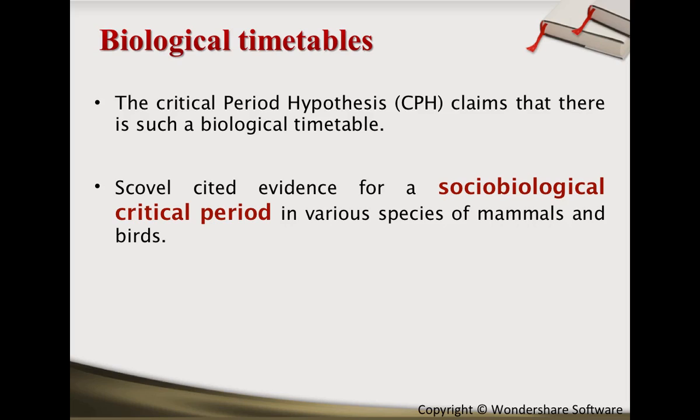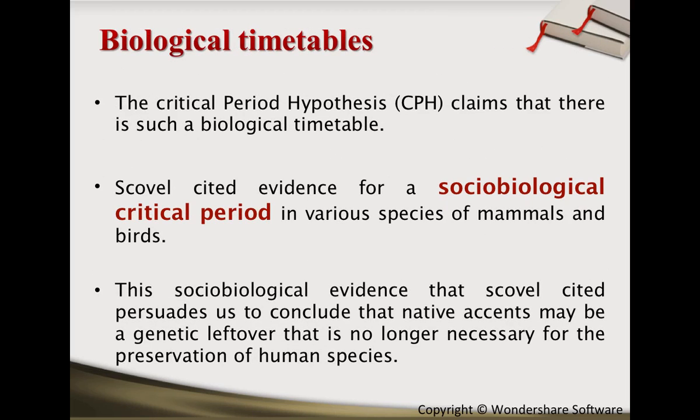And here he made an analogy between the acquisition of baboons, a kind of ape, and monkeys, and a kind of birds. They say that their language is their accent. Their accent is accepted to be pre-programmed, that is, genetically inherited. And he said that this sociobiological evidence that Scovel cited persuades us to conclude that native accents may be a genetic leftover that remained genetically and is no longer necessary for the preservation of the human species.